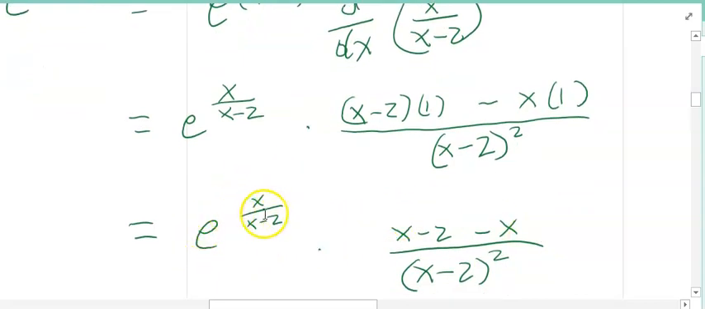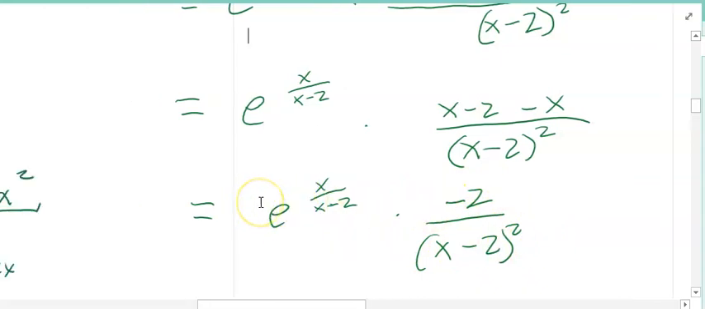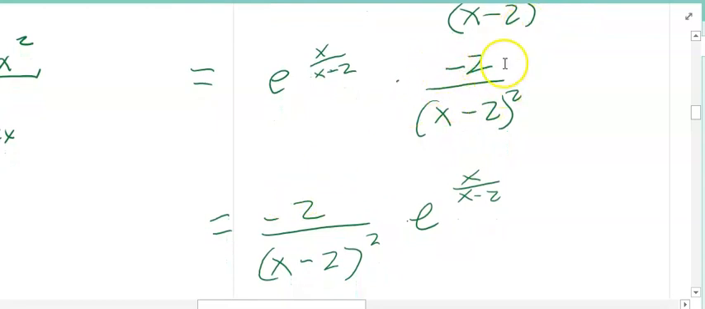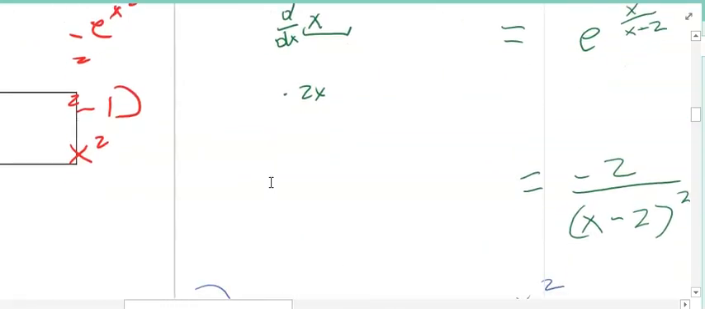So that's e to the x over x minus 2 times x minus 2 minus x over x minus 2 squared, and we can take that one more step down. e to the x over x minus 2 times negative 2 over x minus 2 all squared. And finally, bring our coefficient in front of the e. So that's negative 2 over x minus 2 all squared times e raised to the x over x minus 2. And we're done.